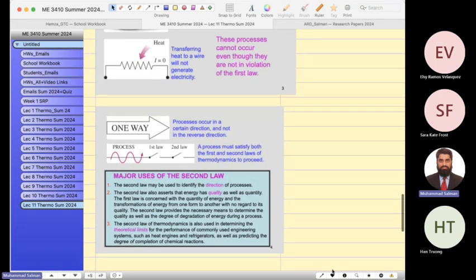You see, it says the second law may be used to identify the direction of processes, so quality as well as quantity. So it should be a one-way process.